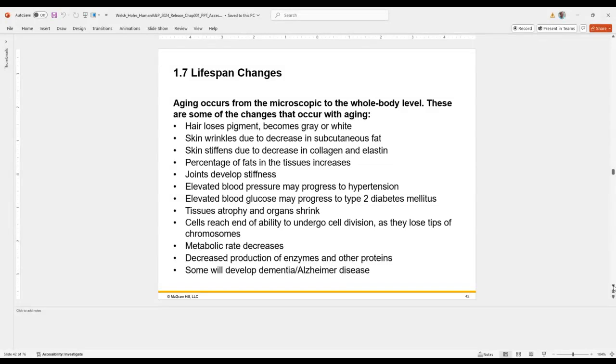Elevated blood glucose may progress to type 2 diabetes mellitus. Tissues atrophy and organs shrink. Cells reach the end of ability to undergo cell division as they lose the tips of the chromosomes. A metabolic rate decreases. Decreased production of enzymes and other proteins happen. And some people may develop dementia or Alzheimer's disease.